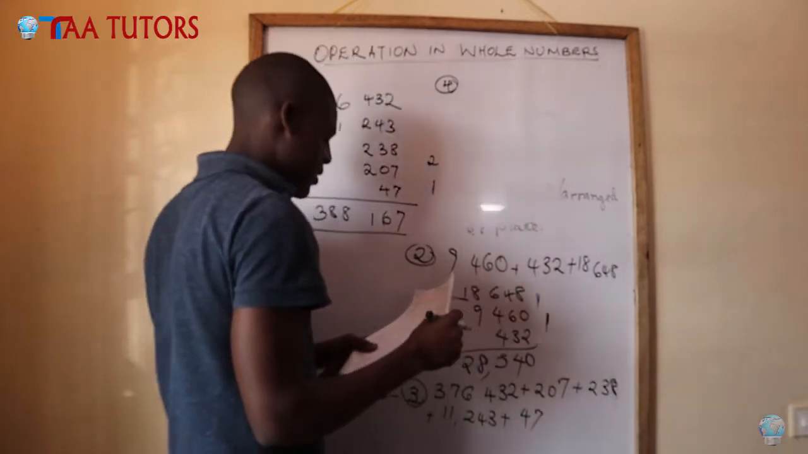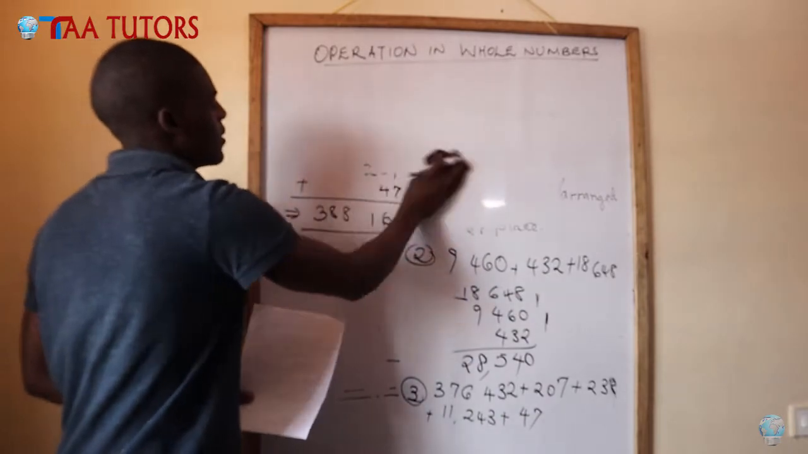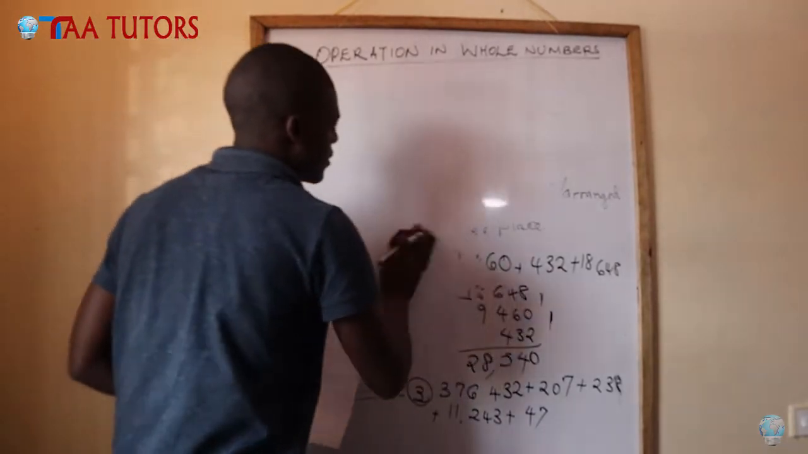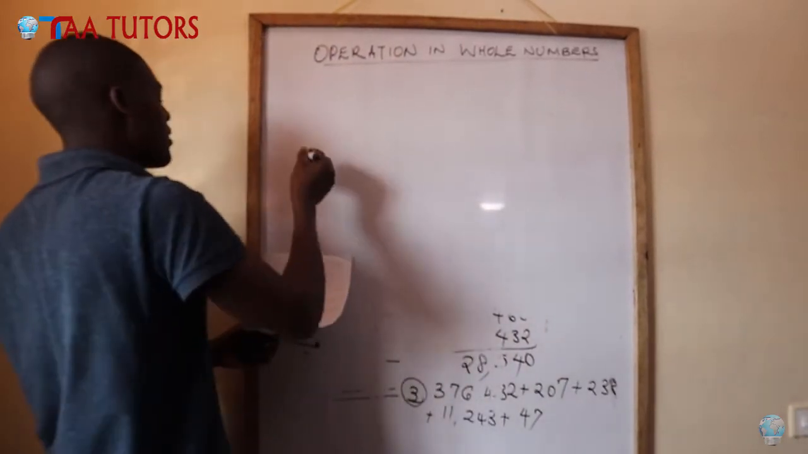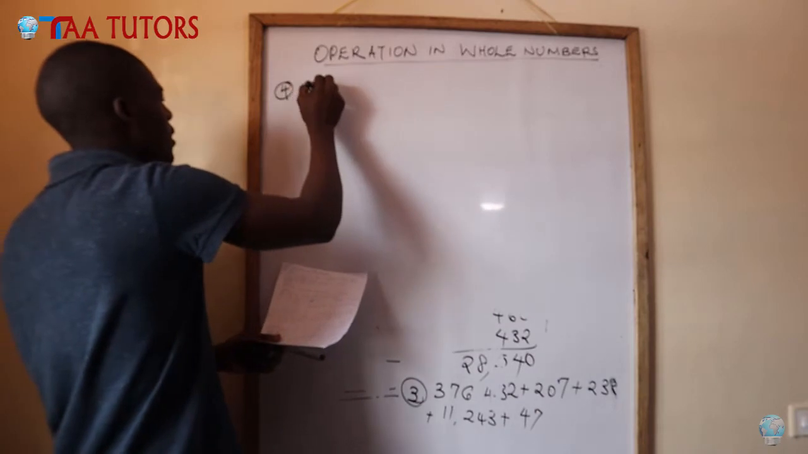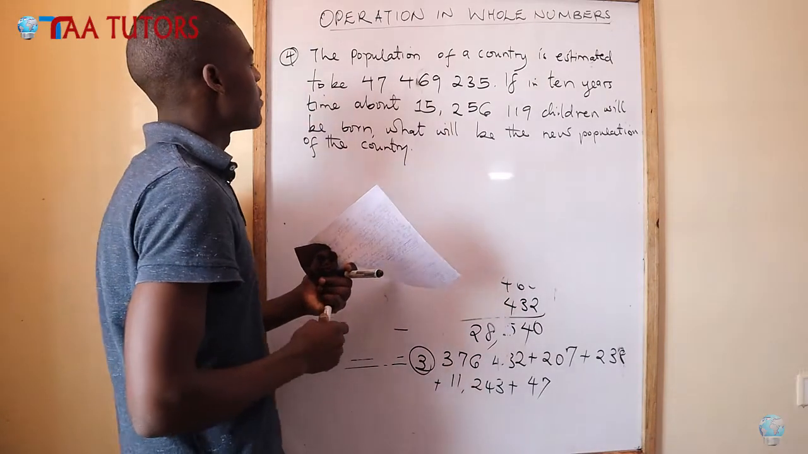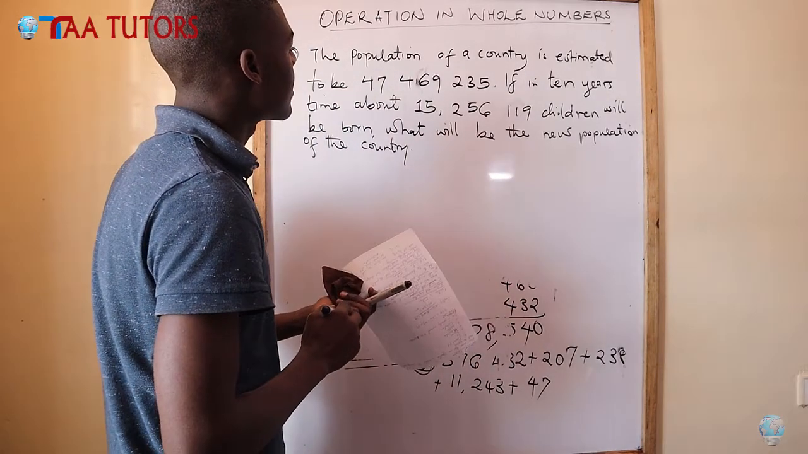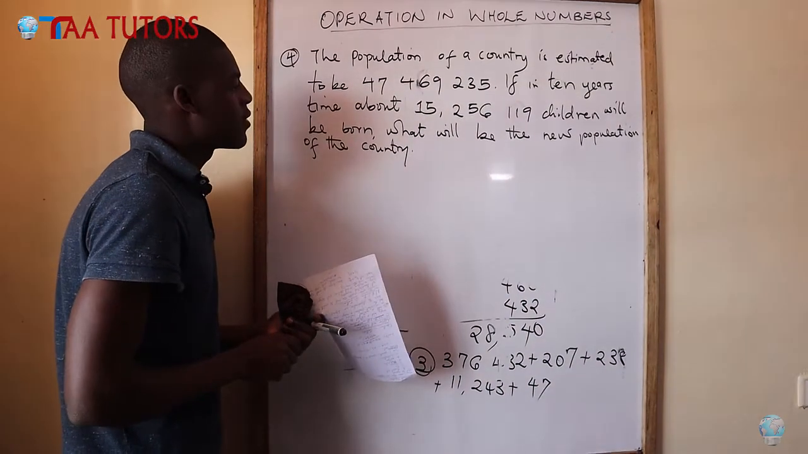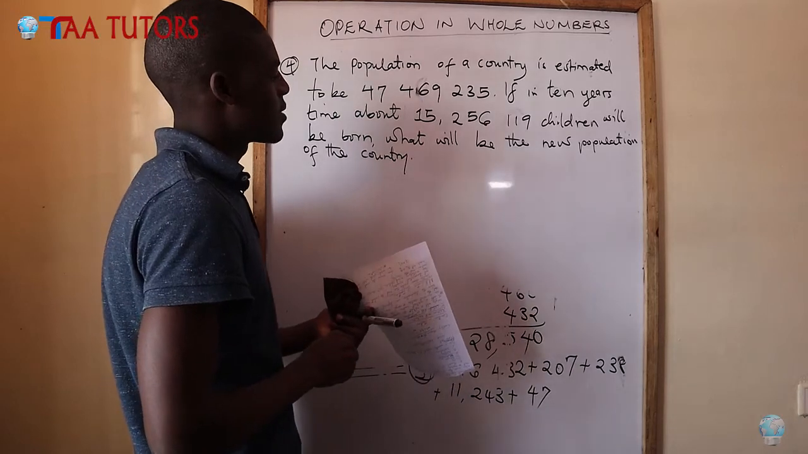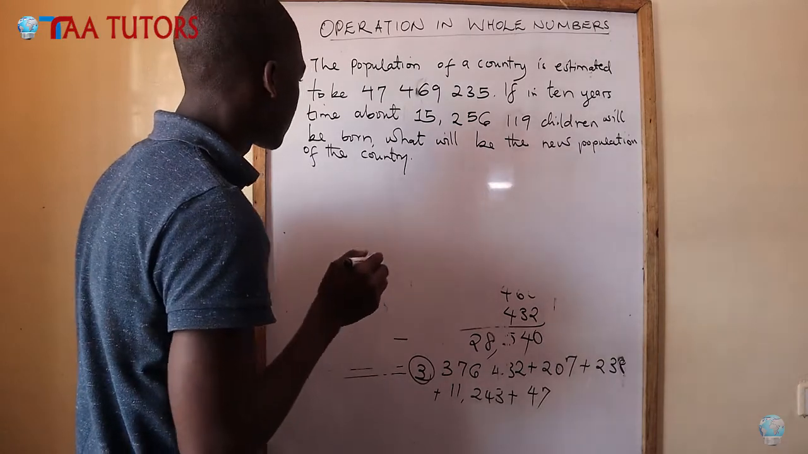Maybe the last example, that will be example 4. In example 4, it is a word problem. The population of a country is estimated to be 47,469,235. If in 10 years' time, about 15,256,119 children will be born, what will be the new population of the country?